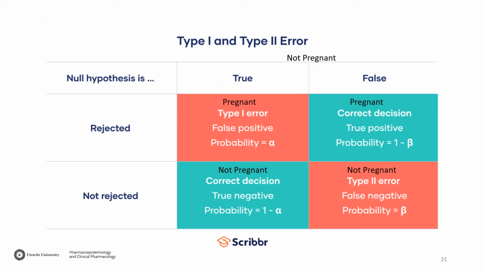Here I have tried to sketch it out using the same table as before, and also using the same example with the pregnant man and the not pregnant woman. We'll have the type 1 error, which was the pregnant man, and the type 2 error, which was the not pregnant woman. And then you have the two correct decisions, which were pregnant and not pregnant.